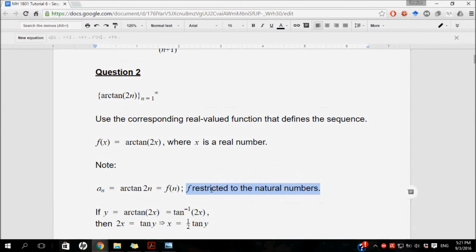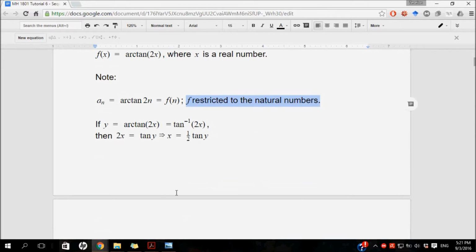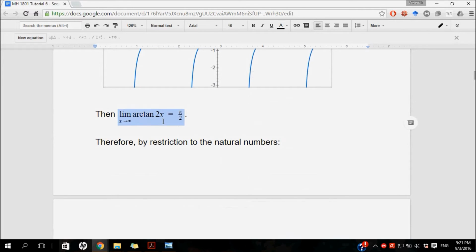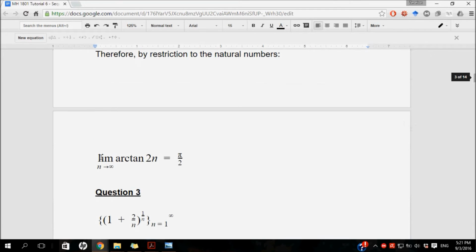And because of this, we can use the information about the function as x tends towards infinity to prove the corresponding limit for the sequence which comes by restriction. From this we see that the limit as n tends towards infinity of arctangent of 2n is indeed pi over 2. Therefore the sequence does converge. That proves question 2 for us.